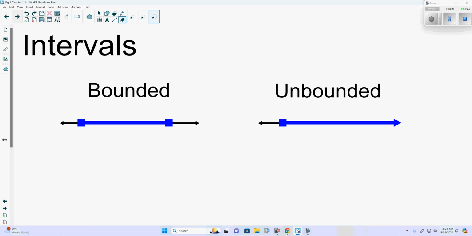In geometry, bounded would be considered a line segment. Our unbounded here would be considered a ray. And if it continued in both directions, it would be a line. And as much as I want to say my ray jokes, I will save them for later.